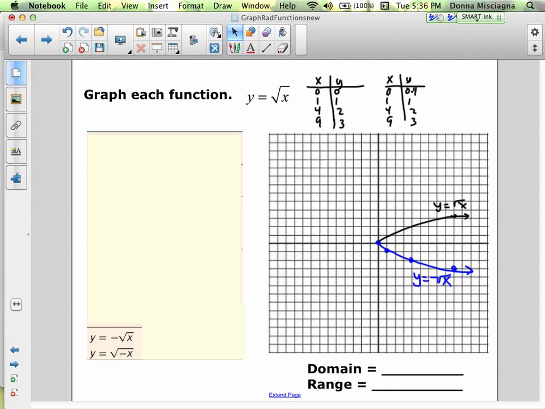All right, so let's do the same thing, but let's graph y equals the square root of negative x. So now I can only plug negative numbers in, right? Because I have to take the square root of a positive number.